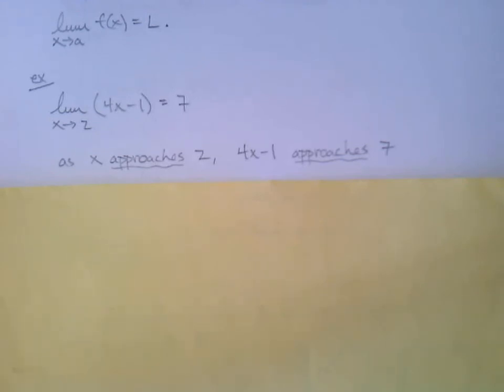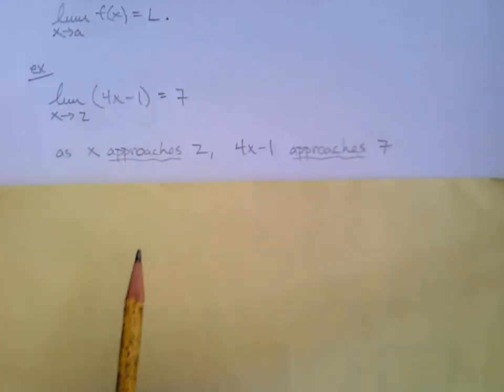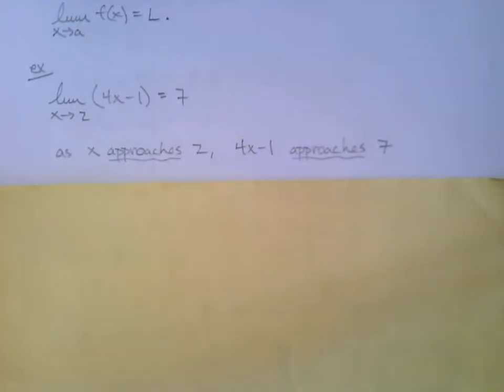Okay. Why is this not very precise? It's this word, the very word that makes a limit, approaches, is really not a very mathematical word. It's not well defined. Why not?